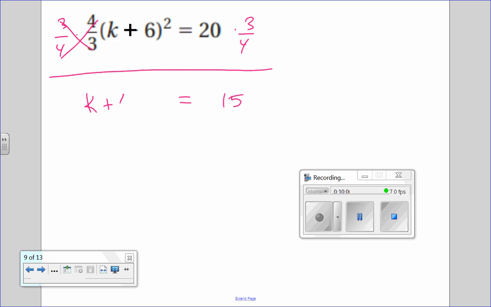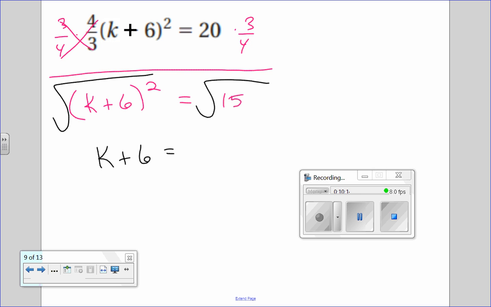All right, we have 2 more steps. What should we do next? Square root both sides. So that's going to give us k plus 6 equals, it's going to be a decimal, so let me type it in super quickly. Plus or minus 3.9. I'll just round to the nearest tenth.